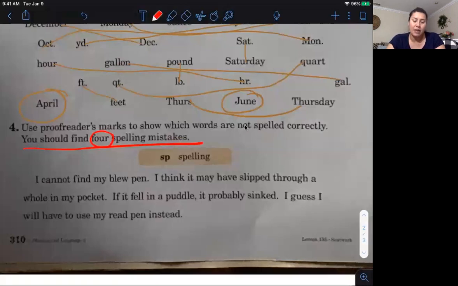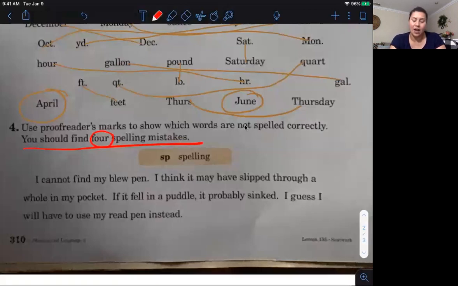I cannot find my blue pen. I think it may have slipped through a hole in my pocket. If it fell in a puddle, it probably sinked. I guess I will have to use my red pen instead. Okay, just by reading it, I can quickly see the mistakes here.